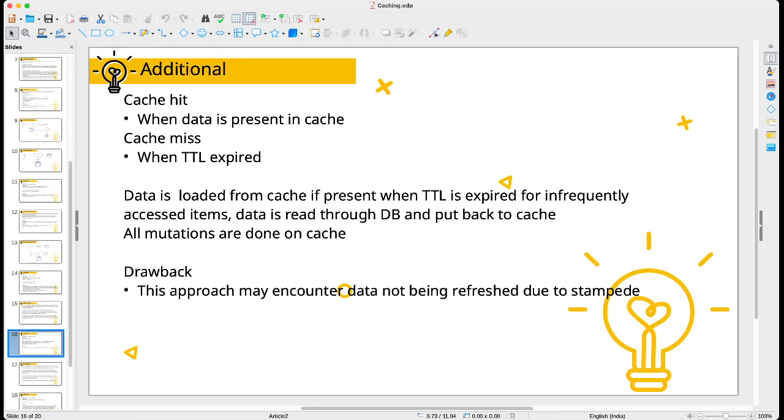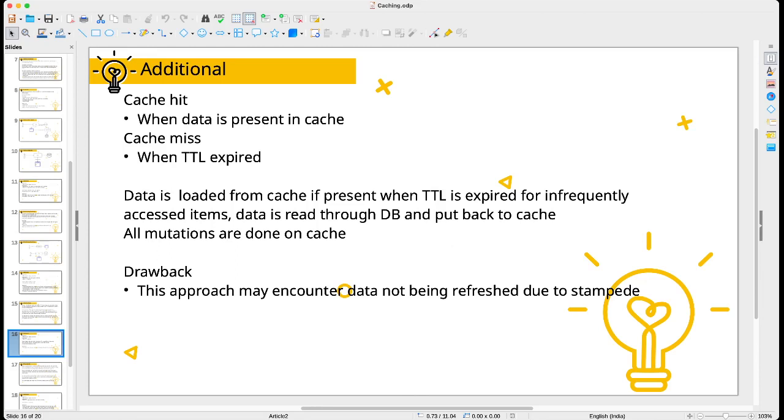The data is loaded from the cache if present. When the TTL has expired for infrequently accessed data, the data is read through the DB and put back into the cache. For example, for an infrequently accessed item, the TTL expires it. In terms of read, we have to read from the database, put it into the cache and then serve it back. We have already seen this pattern, but for frequently accessed items nearing TTL, this pattern helps.